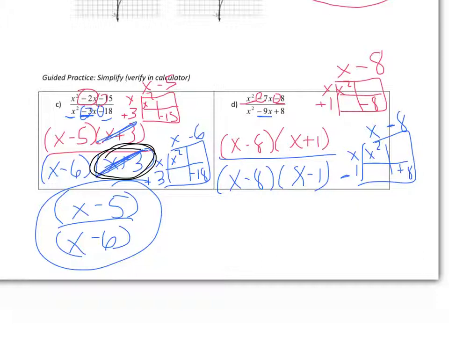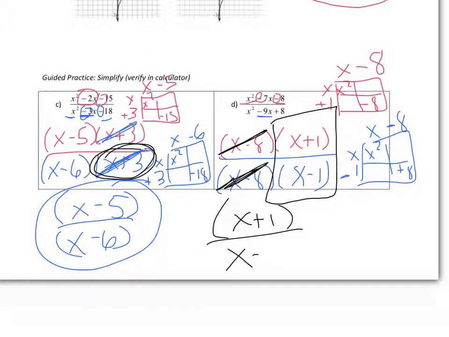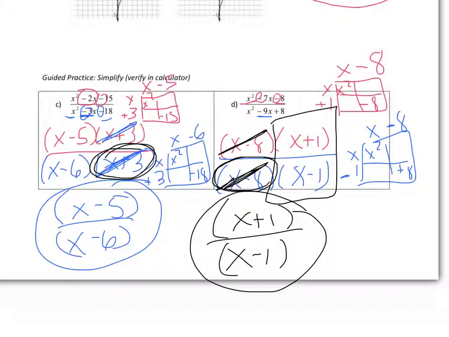And I can cancel, so x minus 8 is exactly like x minus 8, and these have opposite signs, so my answer is x plus 1 over x minus 1. And again, if you put it in the calculator, you're going to find out that there's a missing dot at positive 8 in the original, and that dot will be filled in on the simplified because we've lost that piece.